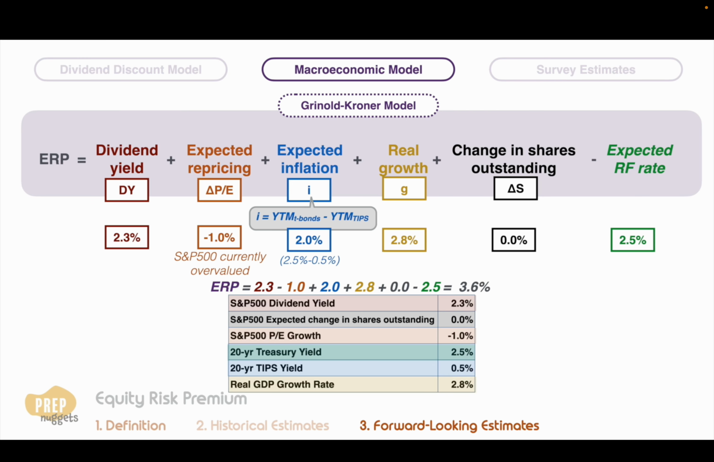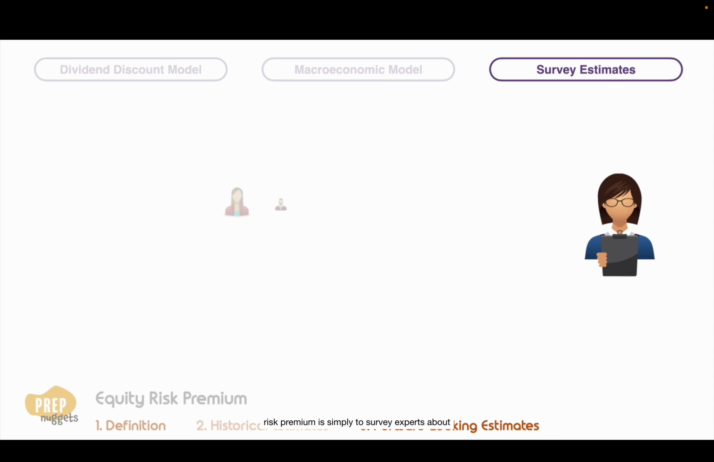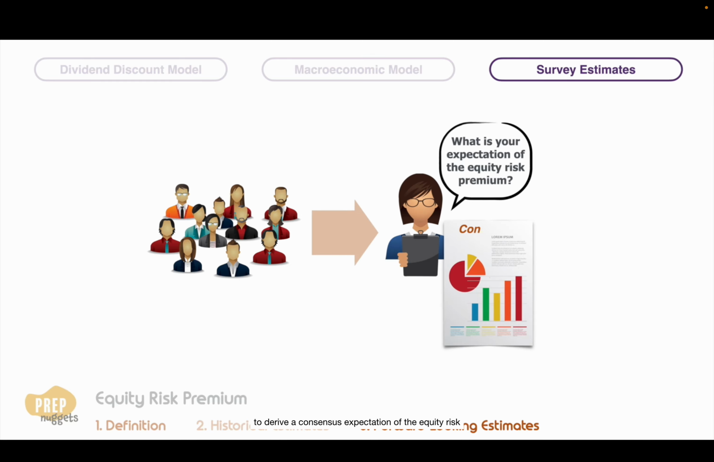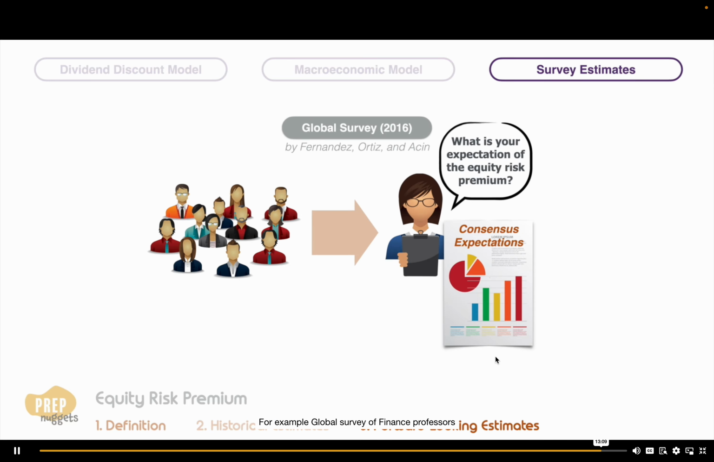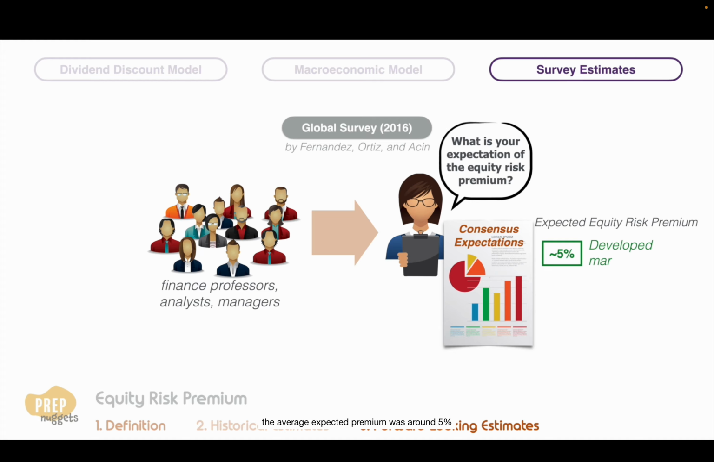And the last approach to estimate the forward-looking equity risk premium is simply to survey experts about their expectations and use the findings to derive a consensus expectation of the equity risk premium. For example, the Global Survey of Finance Professors, Analysts and Managers in 2016 revealed that the average expected premium was around 5% in most developed markets, but was in excess of 13% for some emerging markets.